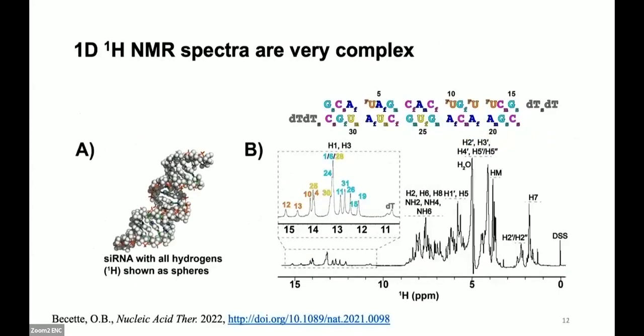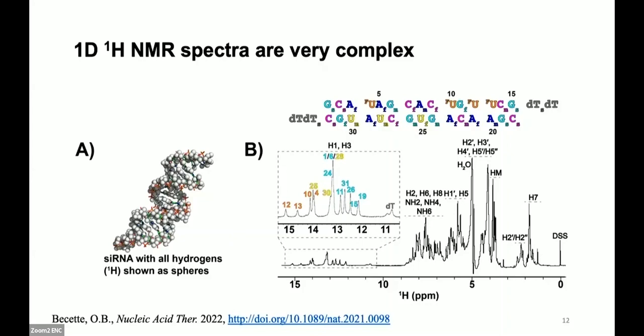As a first pass, we collect 1D proton spectra. These are very rapid experiments, but as you can see, they are rather complex and cluttered due to the poor chemical shift dispersion, the one exception being the imino region, which is shown in boxes. In contrast to the large monoclonal antibodies, the relatively small size of short oligonucleotides allows them to be readily assigned. So we actually have chemical shift assignments for these. The details of that are found in the citation on the bottom.